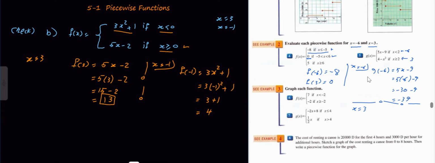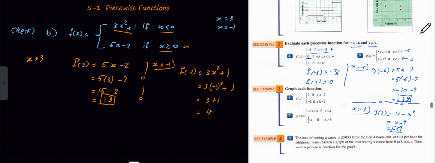It will be g3 equals to 4 minus x squared. We can put 3 here. Immediately we can say 4 minus, this minus should be here, and 3 to the power 2 is 9. 4 minus 9, it will be -5. That's it. This is how we evaluate a piecewise function.